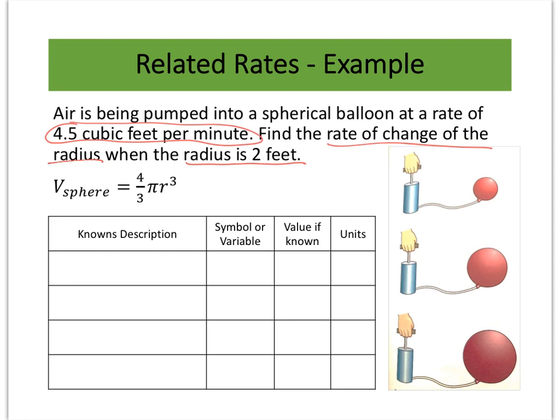I know the radius is with a letter R. The radius that I am sure of right now is 2, and radius is in units of feet. I'm just copying things into the information that I know. I know that I can find the volume, and volume seems to be a big piece of this. Volume is with a V. Volume is cubic feet.